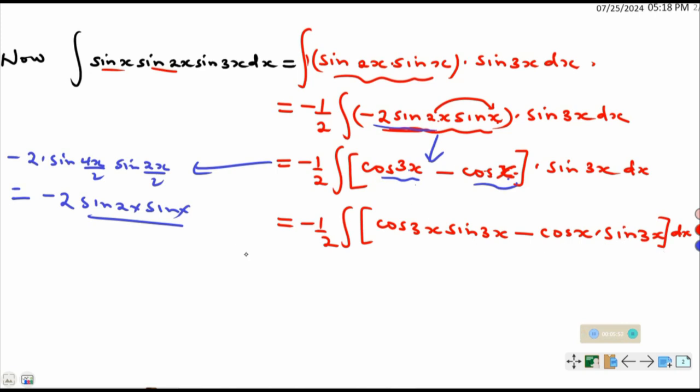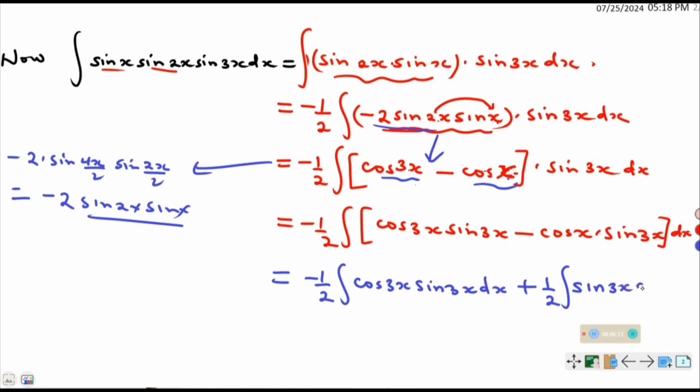Now from here, we can easily say this is the same as having negative a half integral of cos of 3x then sine of 3x dx. Then minus a half times this will be positive a half integral. I can rearrange this to be sine 3x cos of x dx.